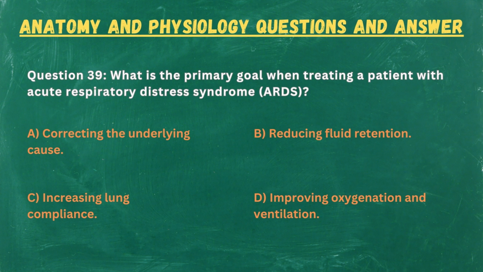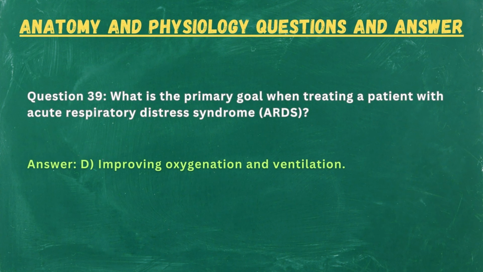Question 39. What is the primary goal when treating a patient with acute respiratory distress syndrome, ARDS? A. Correcting the underlying cause. B. Reducing fluid retention. C. Increasing lung compliance. D. Improving oxygenation and ventilation. Answer D. Improving oxygenation and ventilation.